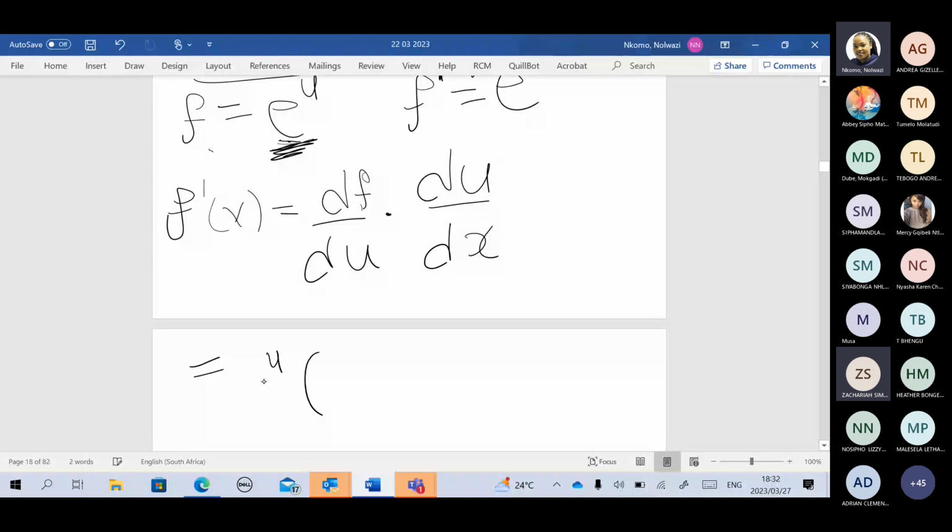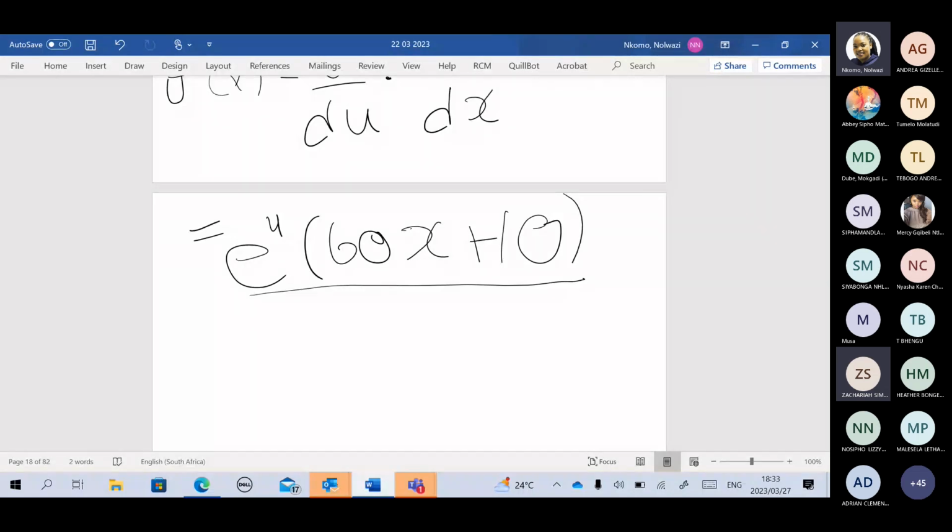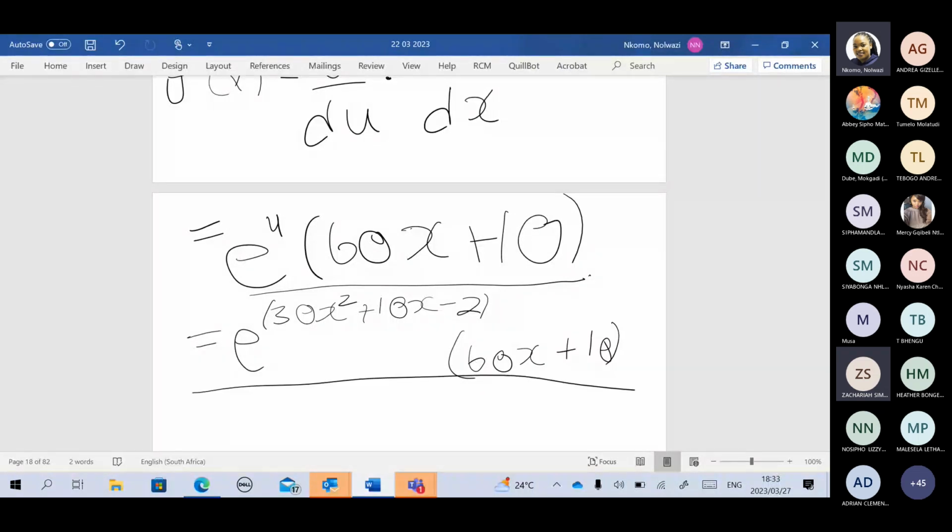We can't leave our answer here since it has U, and the function that you were given was not in terms of U. So we need to replace U. We need to write U in terms of X. And we said U is equal to 30 X squared plus 10 X minus 2. Then we have this bracket, which is 60x plus 10, okay? And this is our F prime at X, if F at X was given as e to the power of this function.